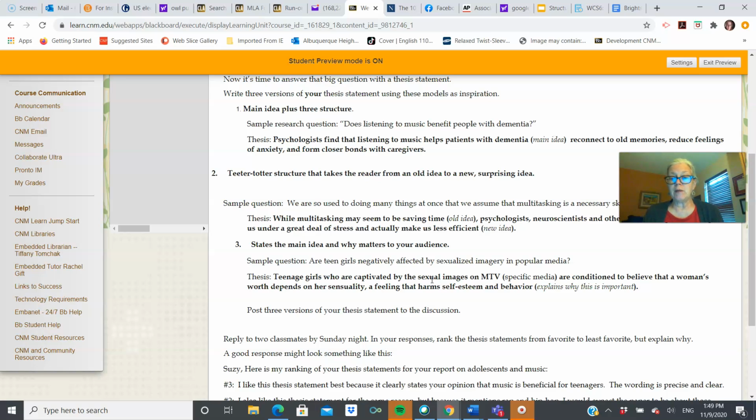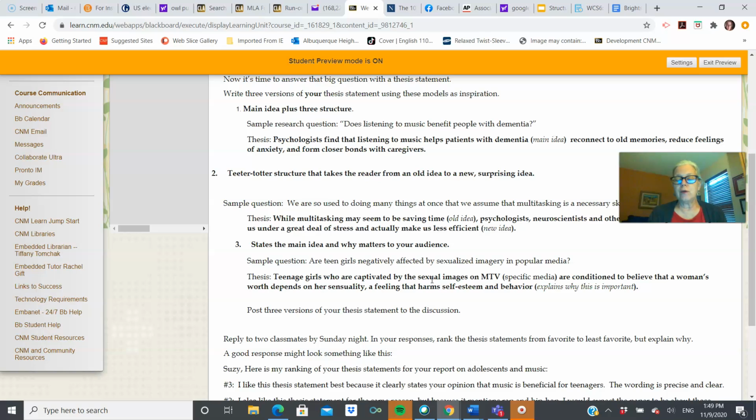Teenage girls who are captivated by the sexual images on MTV, specific media, are conditioned to believe that a woman's worth depends on her sensuality, a feeling that harms self-esteem and behavior. This explains why this point is important, and we can assume this is important to young women and also to those who love them or care for them, educate them, or guide them. So we're thinking about how we're going to address these things. We're going to have the main idea plus answering the question with the audience in mind.